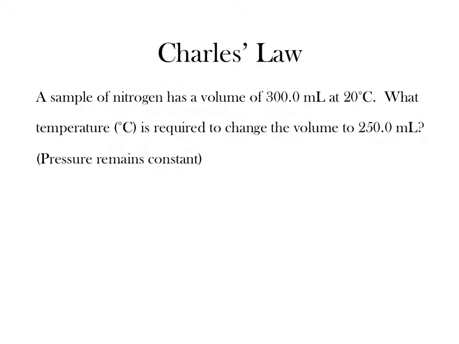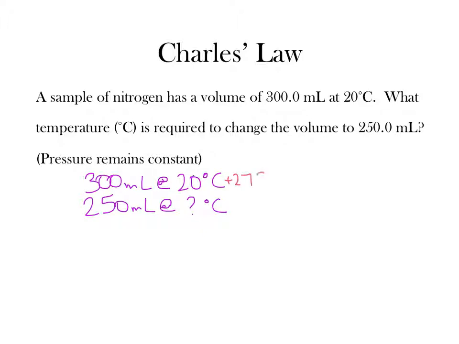Let's work a problem. A sample of nitrogen has a volume of 300 milliliters at 20 degrees C. What temperature is required to change the volume to 250 milliliters? So the first thing you're going to do is change Celsius to Kelvin. Every single time, change Celsius to Kelvin. 20 plus 273 is 293 Kelvin. Every single time, change temperature to Kelvin.